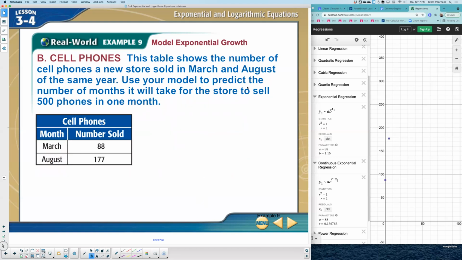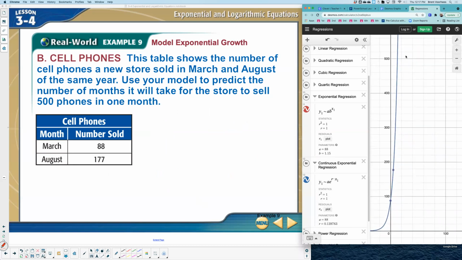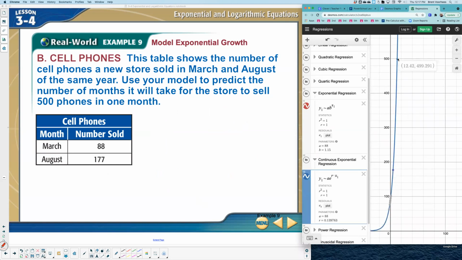Okay, and now part B. It says use this model to predict the number of months it'll take for the store to sell 500 phones in 1 month. So we want to estimate when this will get to be 500. I'm going to turn both of these on, and I want to estimate when it takes to sell 500. Both of these graphs are basically one on top of the other. It would happen in month approximately 12.3, so it takes about 12 months.